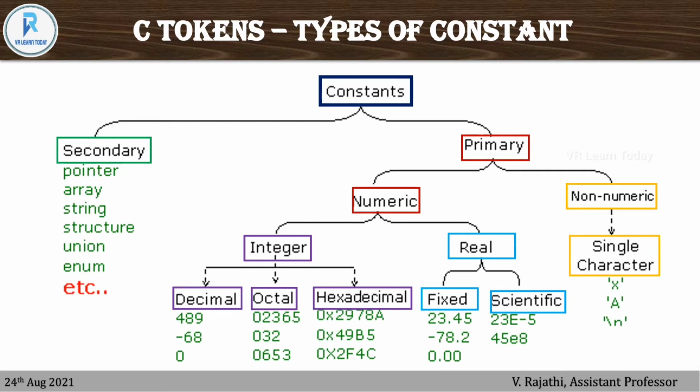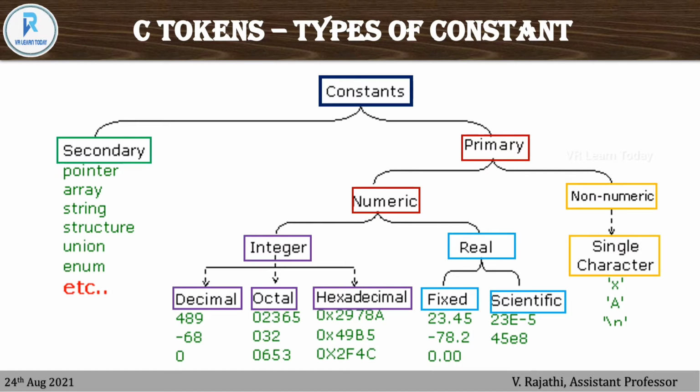So next we are moving to types of constants. These are some types under constants. We have divided constants into secondary and primary constants. Secondary constants are nothing but pointer, array, string, structure, union, enum. These, array, pointer, string, structure, are big topics, big areas. They have separate chapters also. We will discuss them in the next video.